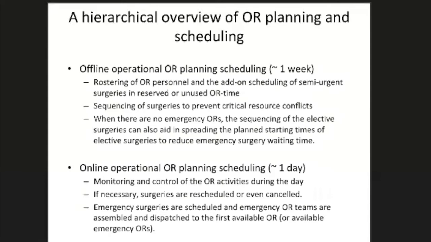Then you have offline operational OR planning and scheduling, which is typically 1 week long. So it's the rostering of OR personnel or add-on scheduling of semi-urgent surgeries. Those kinds of things are done during a horizon of 1 week. Sequencing is done of surgeries to prevent critical resource conflicts.